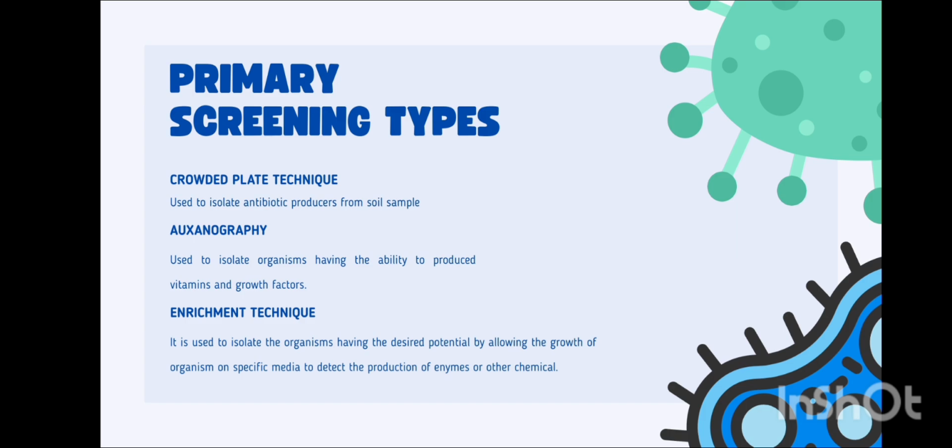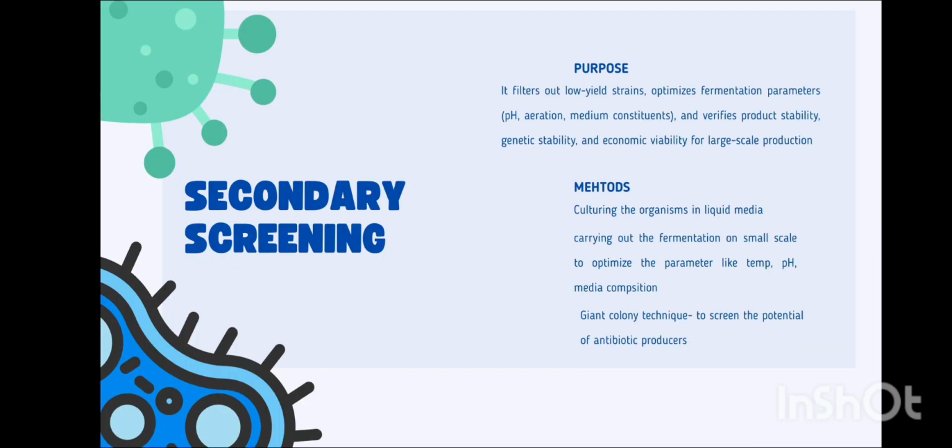First one is the crowded plate technique. It is a technique used to isolate antibiotic producing organisms from the soil sample. Second technique is auxanography. It is a technique used to isolate organisms producing growth factors and vitamins, etc. Third technique is the enrichment technique. It is used to isolate the organism having the desired potential by growing them in specific media or by changing the nutritional composition. Depending upon the type of product, we can use any one of the methods like crowded plate technique, auxanography, or enrichment technique.